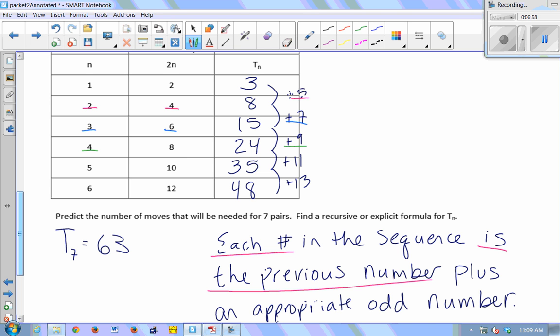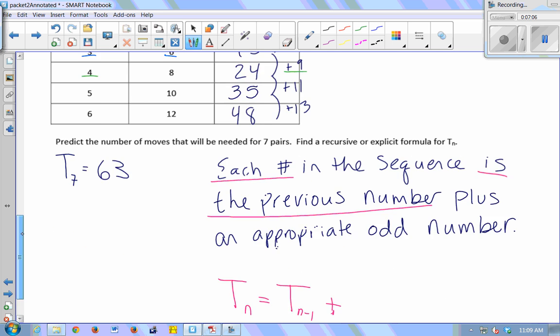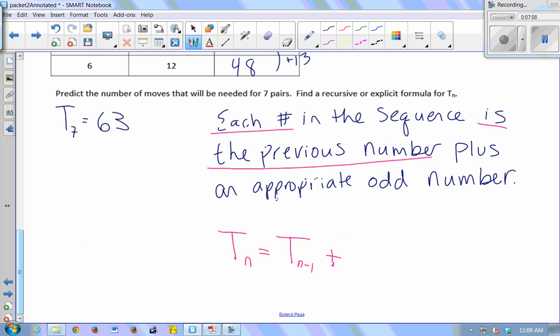This is my list of 2n's. The number I add is one bigger than it. So I'm going to add 2n plus 1. That is the last piece of my formula, plus 2n plus 1.